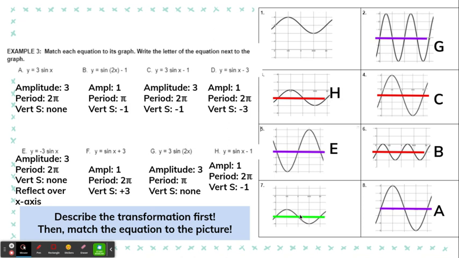I have this one that goes down 3. So look at my equations. This one has a vertical shift down 3. So that's the only one. That's our match. And lastly, the one way up here, number 1, has that middle line up 3 spaces. So that's my vertical shift up 3. And that is letter F. All right, so we've done all the matching.